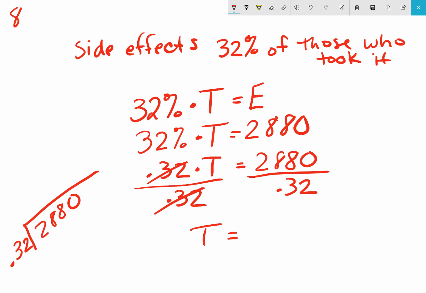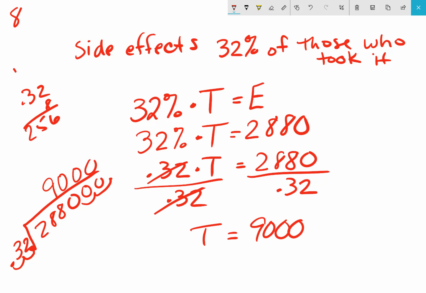Let's see. 9, maybe 8 times. Let's see. 0.32 times 8 is 256. Yeah, oh, well, it goes in there 9 times. So 9. Oh, whoops, I forgot to move the decimal. So 2 places to the right. So add a couple of zeros there. And it's going to be 9,000 people. All right, so that was number 8.